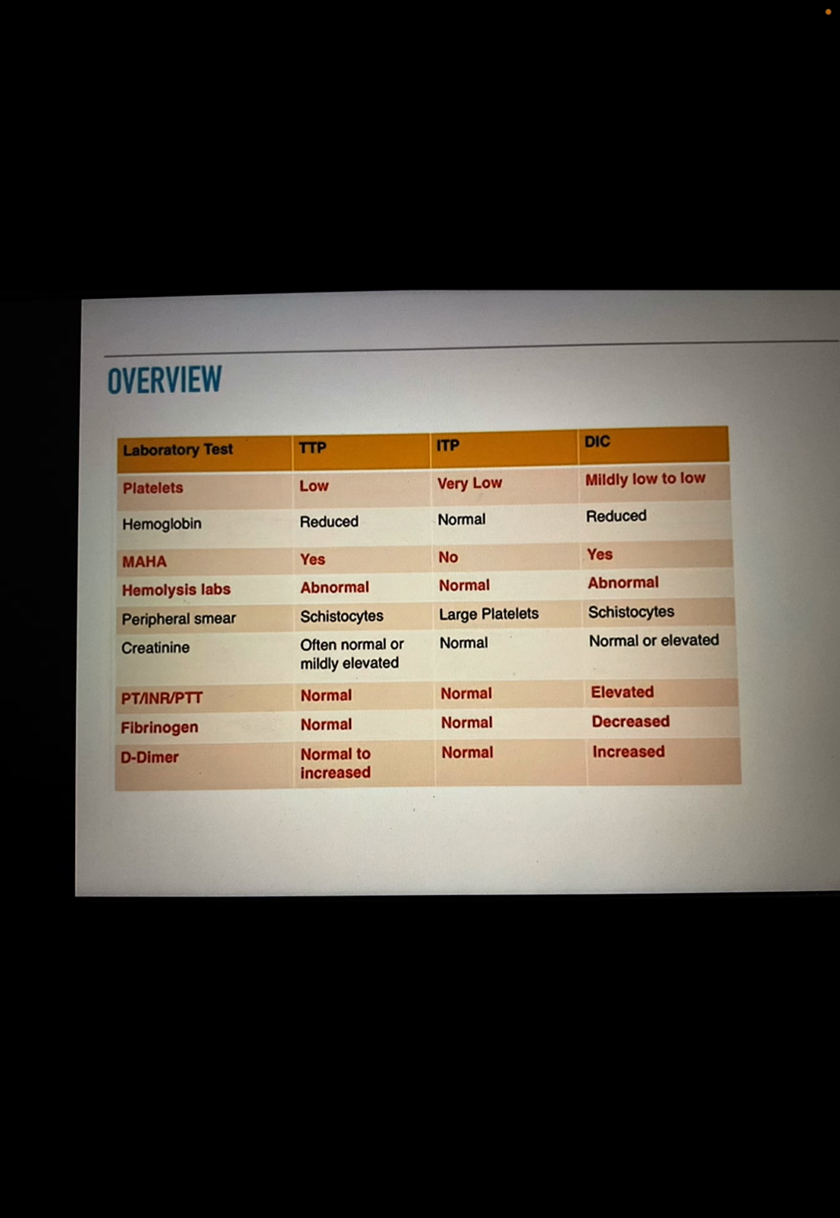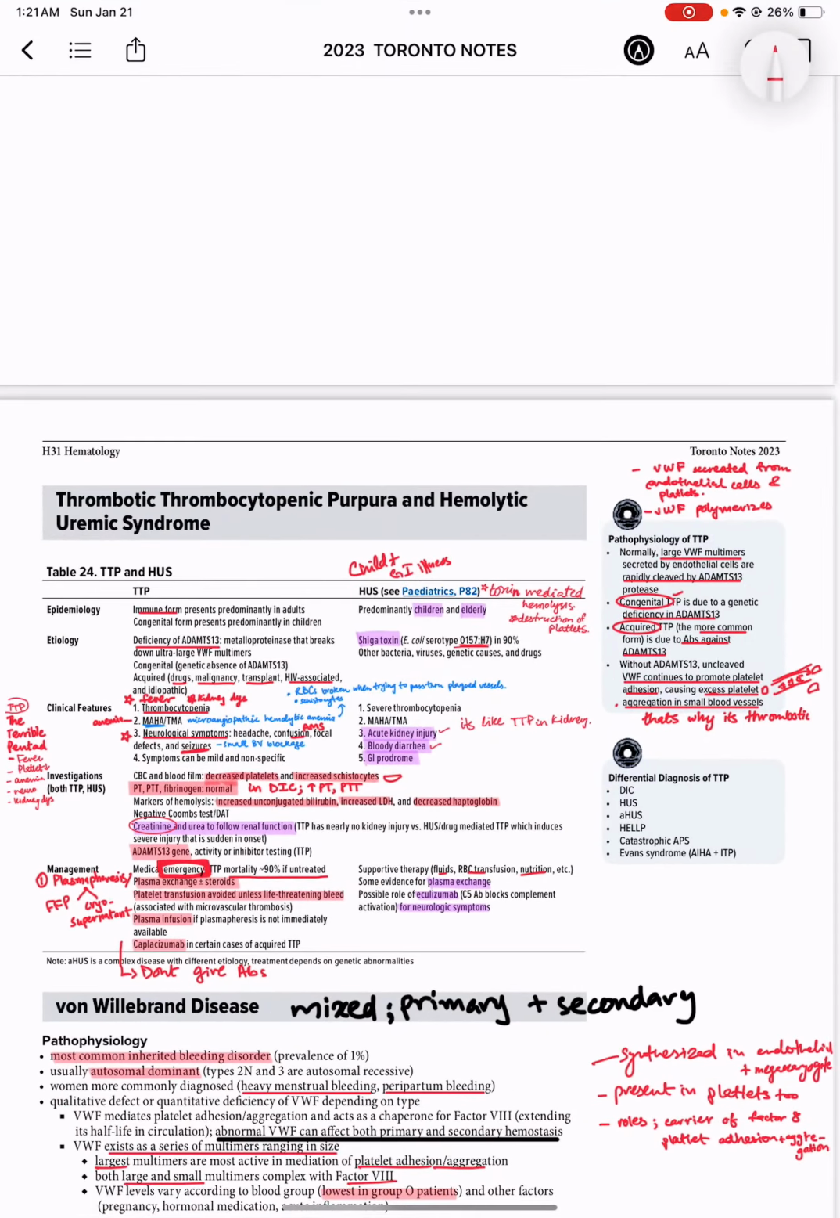And creatinine problem, that would be in HUS most often. But in TTP it could be mildly elevated. And then PT, INR, PTT, which is the coagulation cascade. So ITP and TTP have no such problems, but DIC would involve all of it, so that would be elevated there. Fibrinogen, similarly, DIC would be the one which involves it, and there would be decreased fibrinogen. And D-dimer, similarly, DIC is the one which would have increased D-dimers too. So D-dimers are pretty specific with DIC.